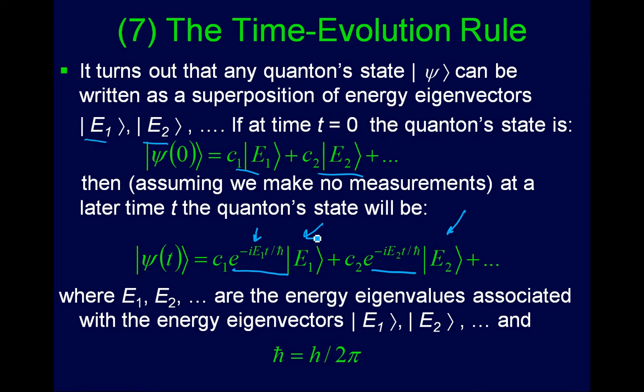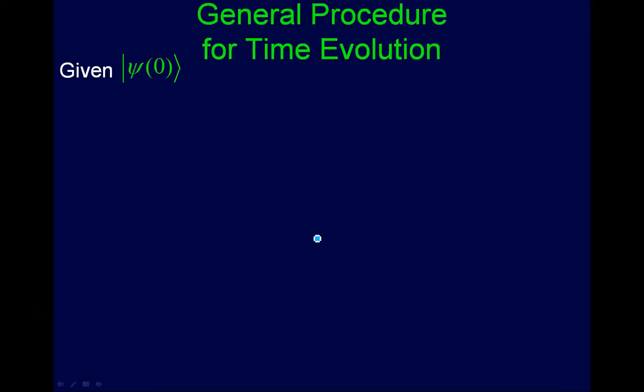Of course, this depends on h bar, which we've talked about, and this is really important. This is Newton's second law for quantum mechanics, and it's really weird. We're going to spend a lot of time this semester trying to talk about this and justify it, but first we're going to start out just trying to get used to using it. Here are the steps, the general procedure for time evolution. These will be the same steps we'll be using pretty much the rest of the semester.